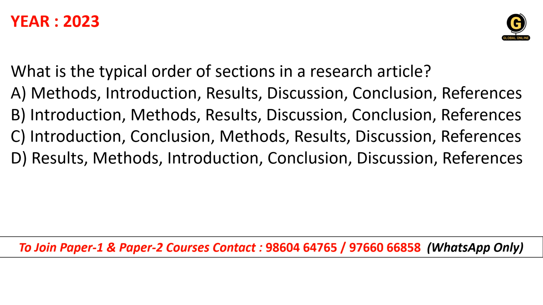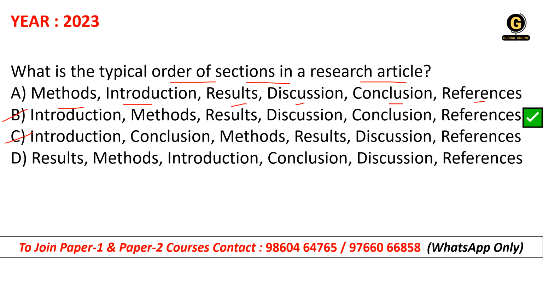Next question, what is the typical order of sections in a research article? A, methods, then introduction, then results, then discussion, then conclusion and references. B, firstly introduction, then methods, results, discussion, conclusion, references. Or C, start with the introduction, then conclusion, then methods, results, discussion, references. Or D, firstly results, then methods, introduction, conclusion, discussion and references.